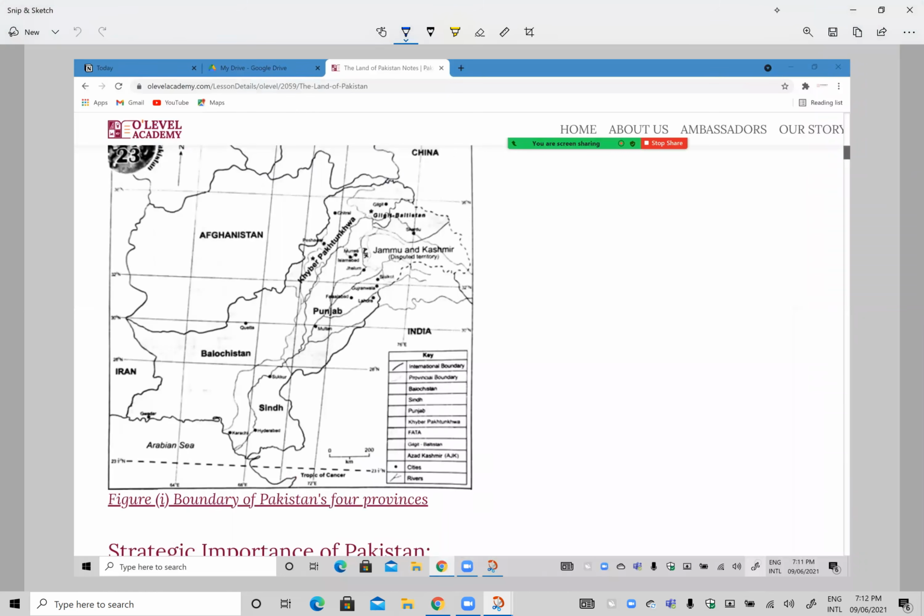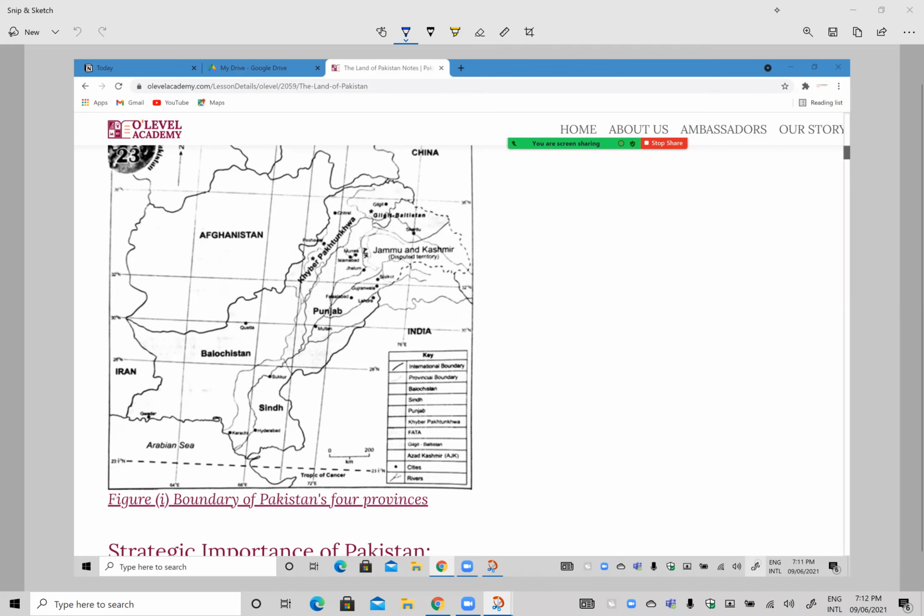So before looking at this map, I want Ahmed, can you tell me the names of the four provinces? Yes, Balochistan, Punjab, Sindh, and I don't know the fourth one. The fourth one is Khyber Pakhtunkhwa. It was known as NWFP, Northwest Frontier Province, but later the name got changed to Khyber Pakhtunkhwa, right?